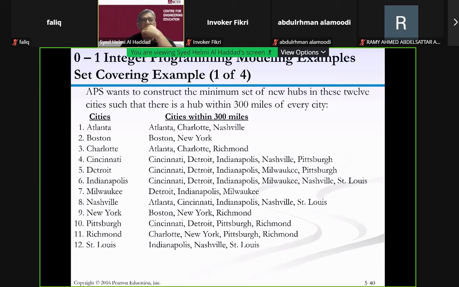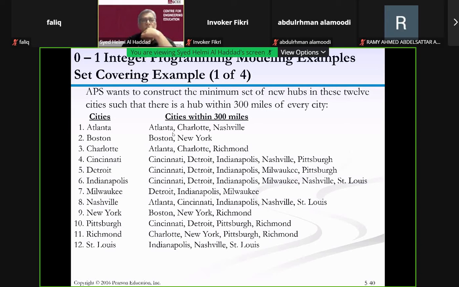because we need to construct the minimum set of new hubs, a hub within... Can we have three cities within 300 miles, or only one? There's only one hub, right? There is only a hub, meaning only one hub within 300, meaning that X1, Atlanta, plus X3, Charlotte, and then Nashville, X8, should be equals to 1, right? So we need to have only one hub, should be equals to 1.